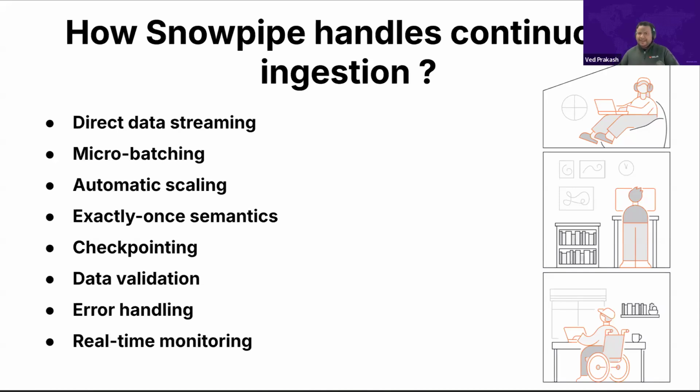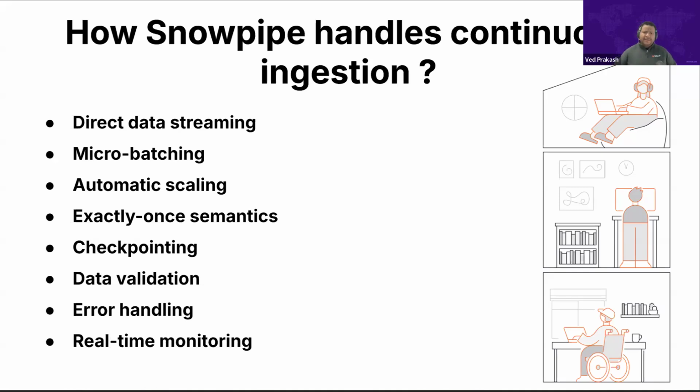Exactly-once semantics means that if an event has been sent, each record is processed only once, even in case of failure. That is very much required in any streaming service, so that you don't process the same record twice. Otherwise, it will lead to data duplication. Checkpointing maintains the ingestion state to resume from the last processed point after interruptions. So basically, it's restartability. If something has failed, you resume from the last point where it paused.